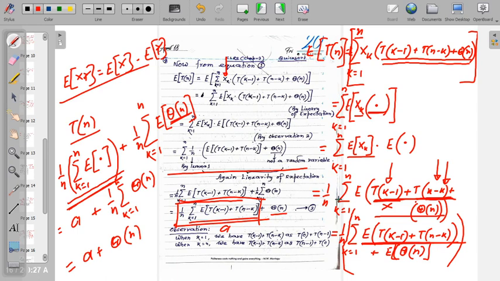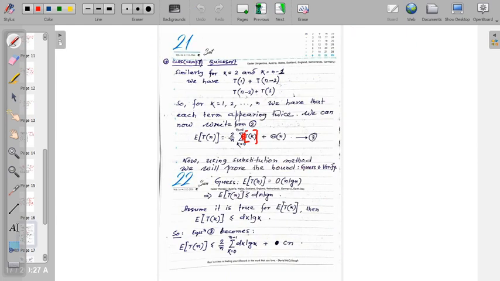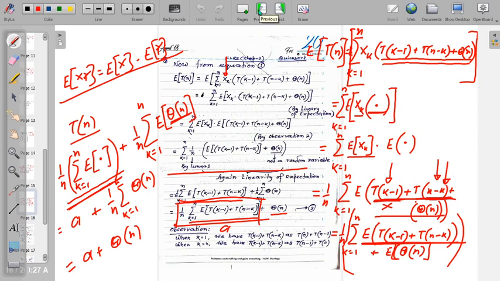So we had big expressions, so t k minus 1, t n minus k, theta n inside all summations. Slowly and gradually we are simplifying these things. So now, some observation you have to notice: this whole part is this A.